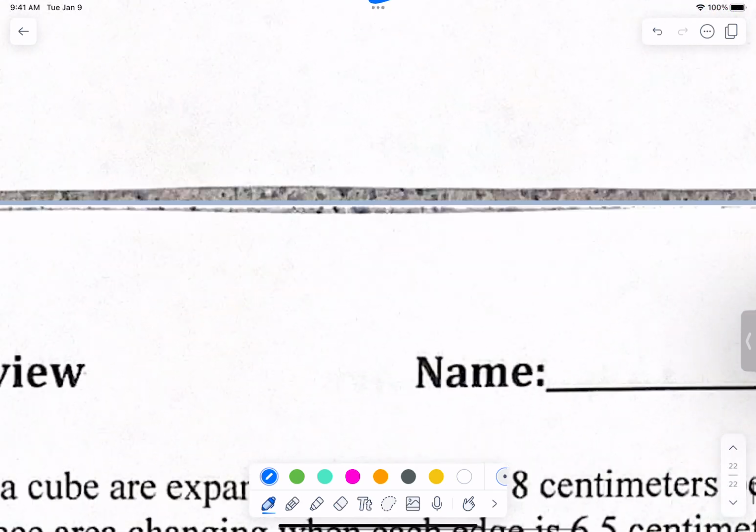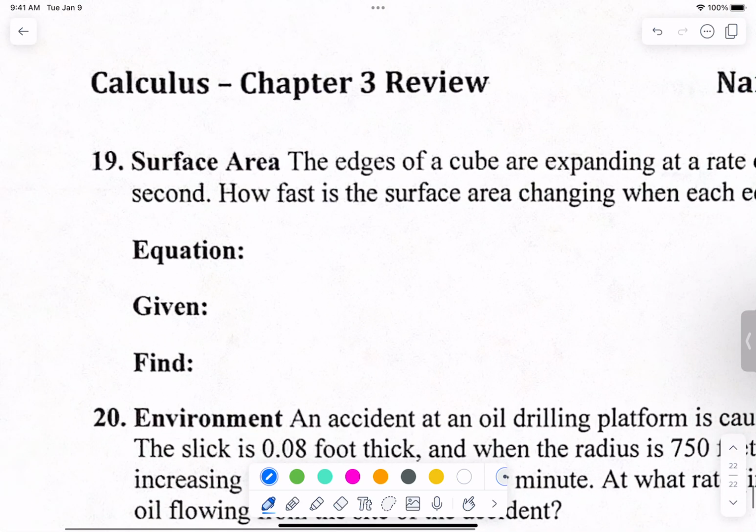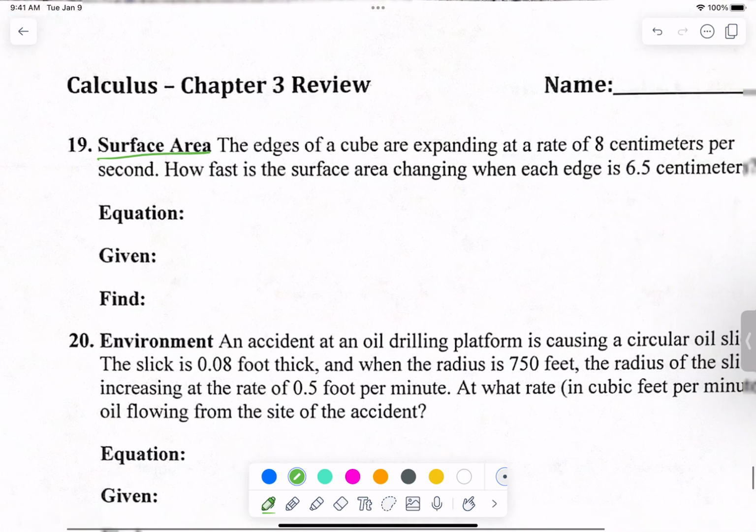Okay. Alright, 19? Oh, Lordy. So, we're given an equation, we're going to find... Is that a word problem? Okay, I know that we're talking about surface area because it says it. The surface area of what? A cube. Surface area of a cube. Okay, let's talk about a cube.